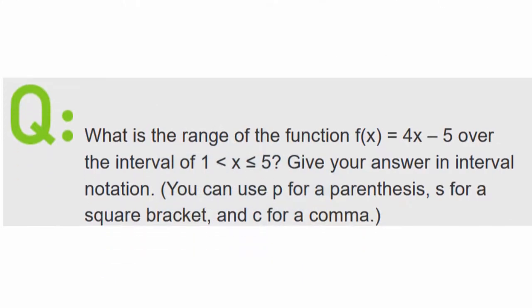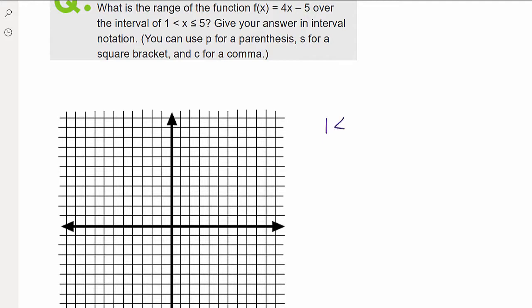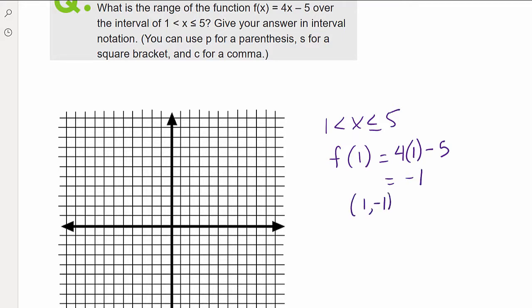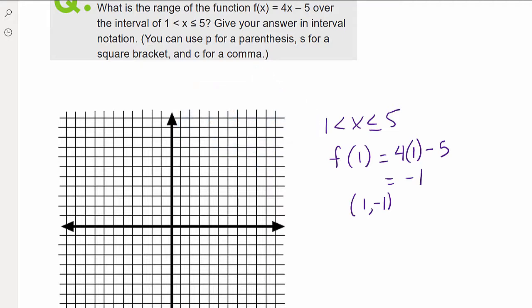So I'm going to go down to my grid here. Now my domain is restricted, so between 1 and 5. So I'm going to go ahead and find what f of 1 is. And so that's 4 times 1 minus 5, which is negative 1. So I'm going to go to the ordered pair 1, negative 1 as a starting point to this line. But since I cannot include the value of x at 1, because this is a strict inequality here, you can see that I don't have an equal sign under here. When I go to graph this in my grid, this will be an open circle. So I'm going to go to 1, negative 1, and just put an open circle there.